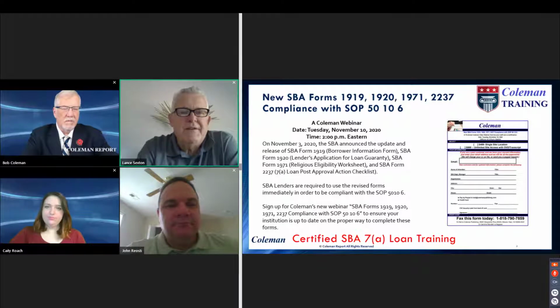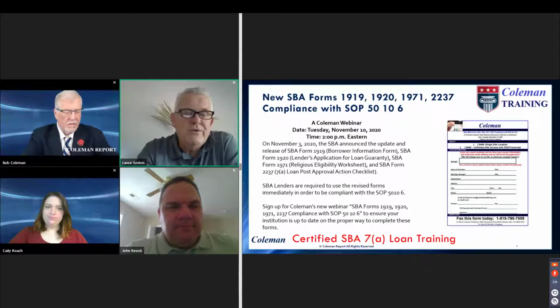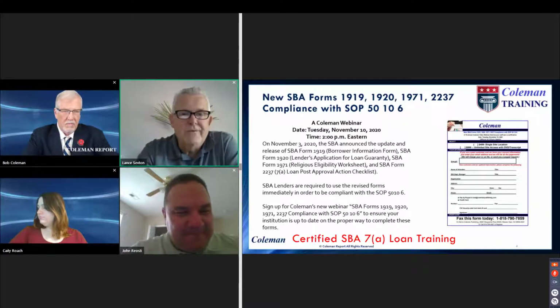The 2237 is a form you submit if you have a servicing action like changing the loan amount or changing the guarantee percentage after approval. They tweaked it just a little bit to make it compliant as well. No huge changes, but there are some changes to both the 1919 and the 1920. These forms were effective 2 days ago. So if a loan walks into your institution today, these are the forms you'll be using when submitting it to SBA.